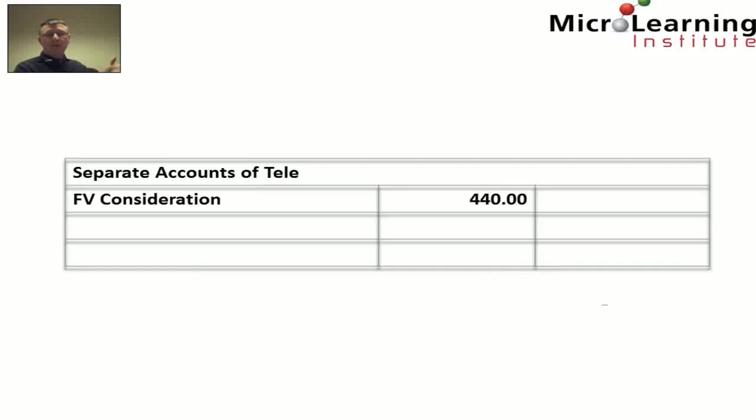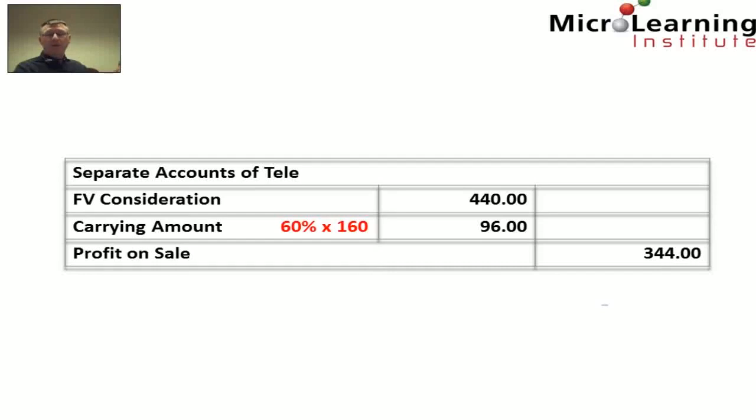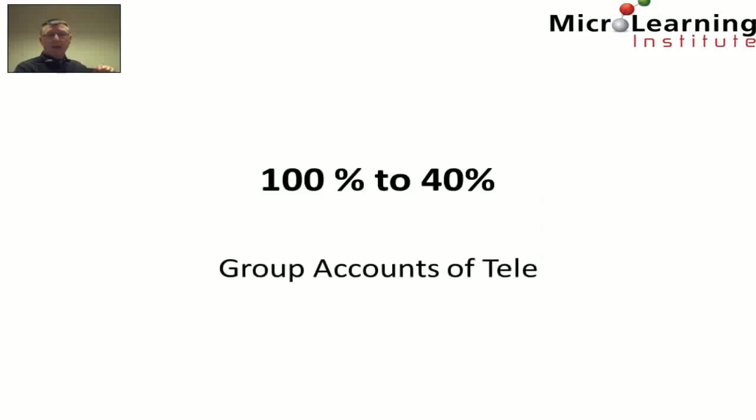So again, just as before, the fair value of the consideration in this case for the 60% of the shares that we had purchased in Vision is $440,000. The carrying amount is 60% of the 160 that we paid for them, which is $96,000. So in the individual company accounts of Tele, we recognize a profit on the sale of the 60% share of $344,000. Next, let's look and see how that would look on the group accounts of Tele.